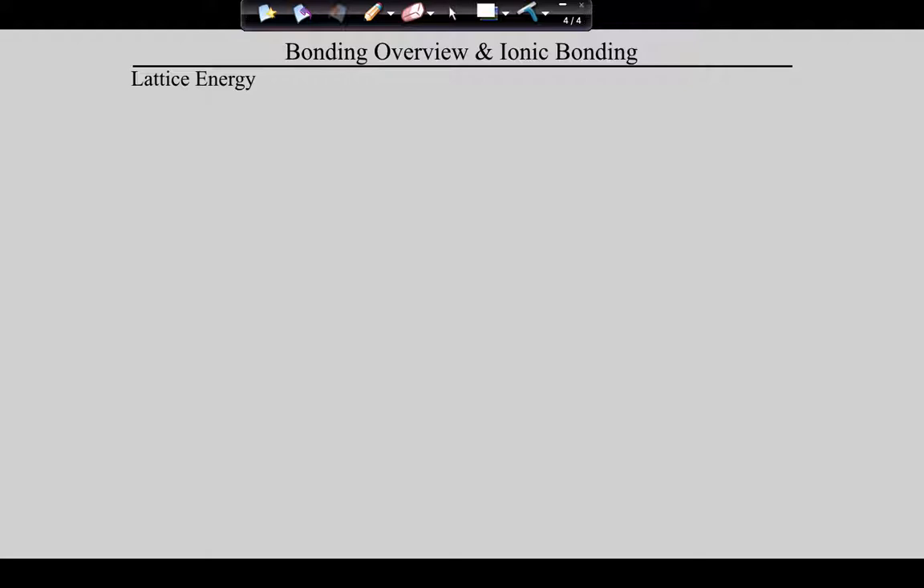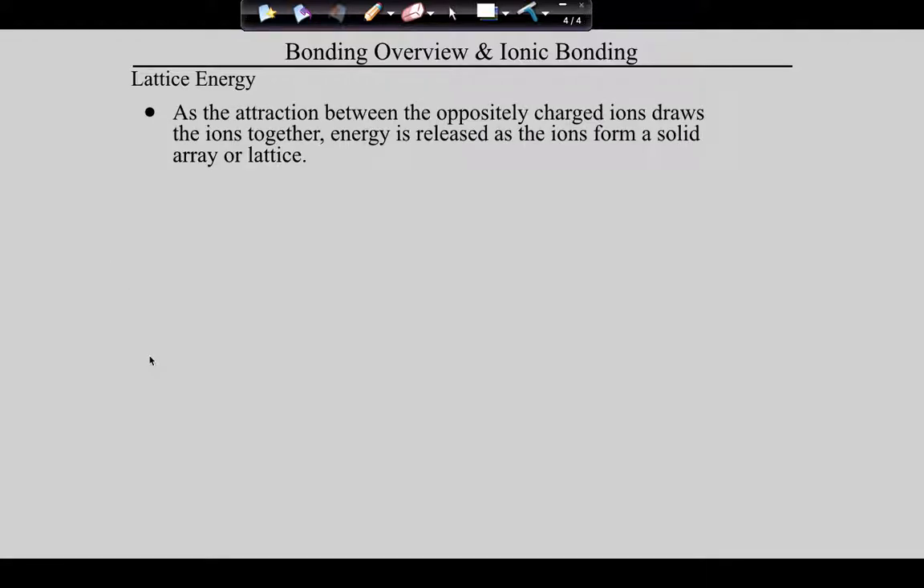This is why that video looked like flame and not like cold. Guys, it's called lattice energy. Here's what happens. As these oppositely charged ions, negatively and positively charged, come together, they begin to attract each other.